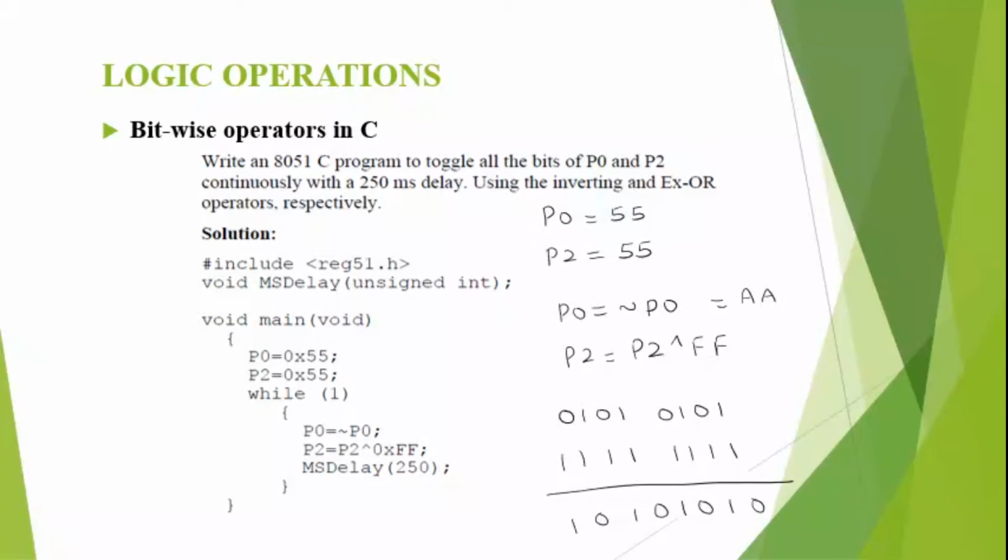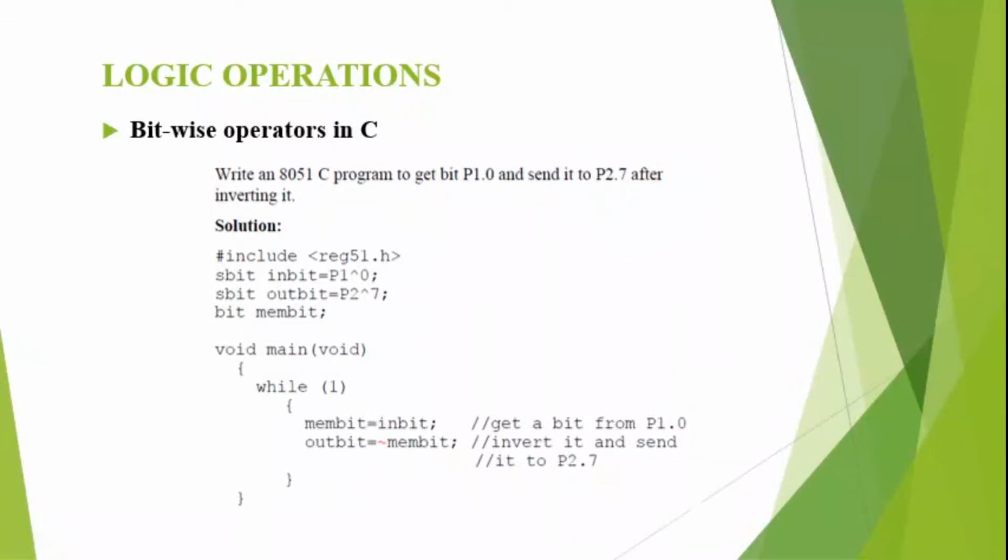Next example, write an 8051 C program to get bit P1.0 and send it to P2.7 after inverting it. So we have the program written. First we include the reg51 header file, and then P1.0 is assigned to the inbit variable using the sbit data type, and P2.7 is assigned to the outbit variable using the sbit data type. And then we declare a variable membit as bit data type. Then in the main function, in the while loop, we are assigning the inbit value to membit, that is we are getting the bit from P1.0.